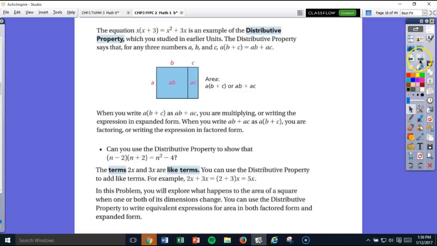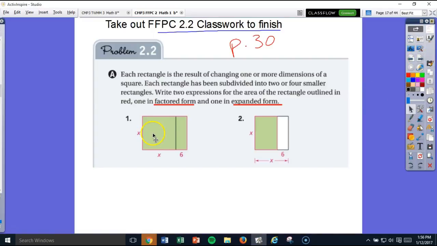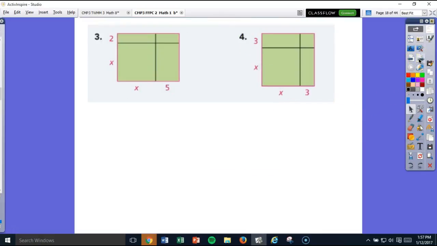So now we're getting ready to get into the problems if you've read through everything. As we take a look on page 30 at problem 2.2, what it wants you to do is look at each of these things and write two expressions for the area of the rectangle outlined in red: one in factored form and one in expanded form. Okay, your red here. So I'm going to jump ahead here. You guys can do 1 and 2.